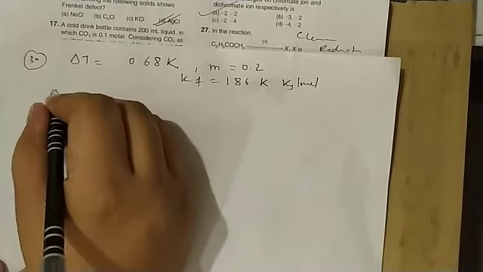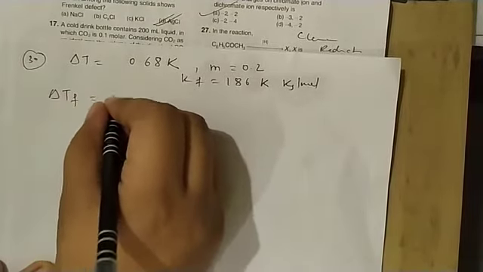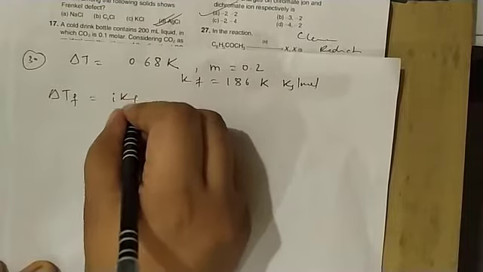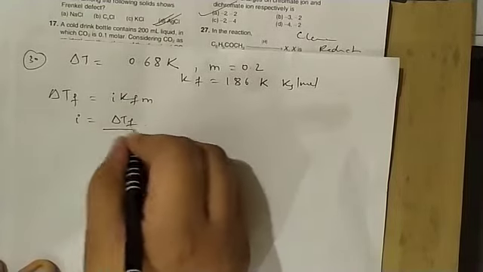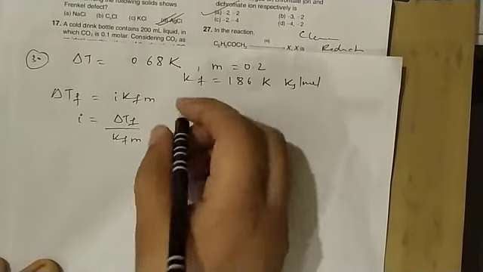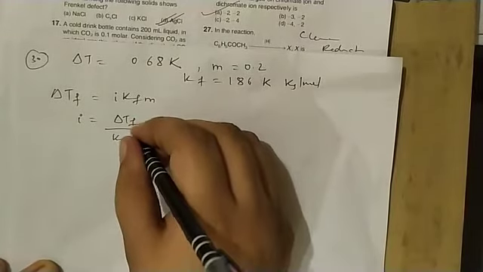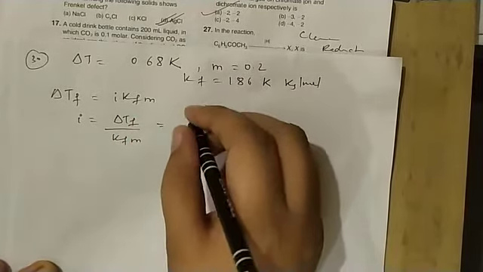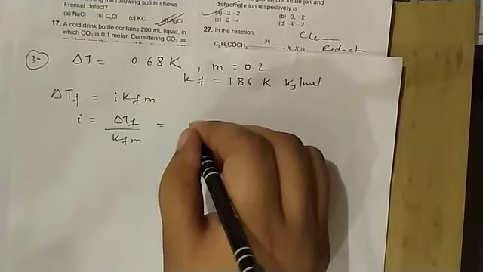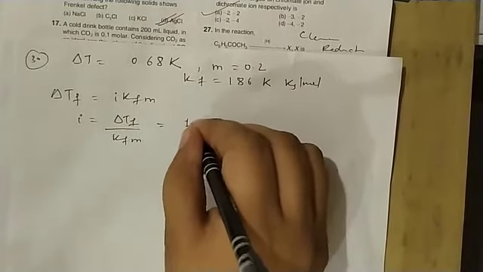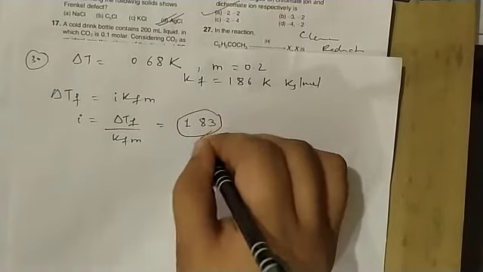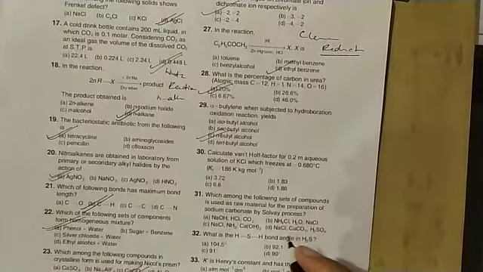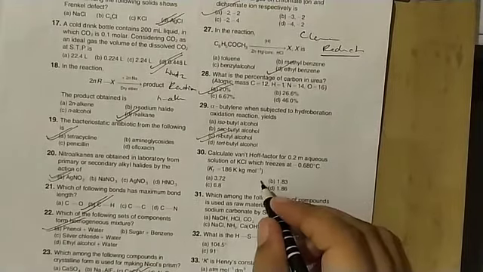We will directly apply the formula delta Tf equals iKfm. From here, i will be equal to delta Tf upon Kf m. The values of delta Tf, Kf and m are given in the question. We will directly put the values here and we will get the value of i equal to 1.83. The option containing 1.83 is the correct answer, so option number B is correct in this question.